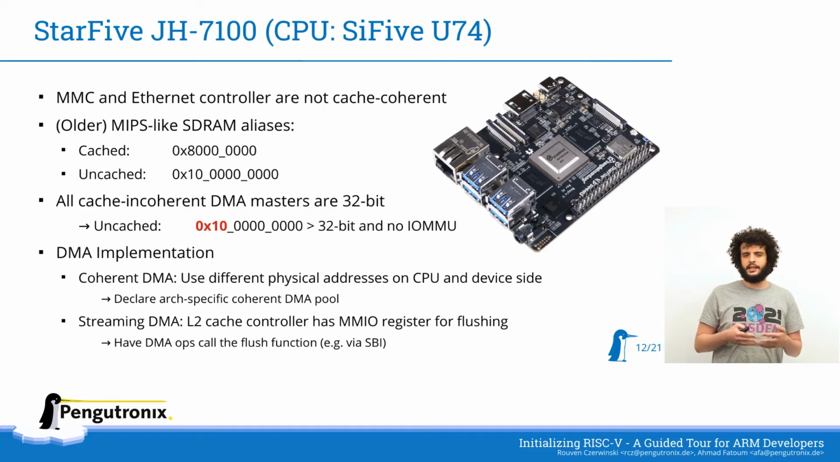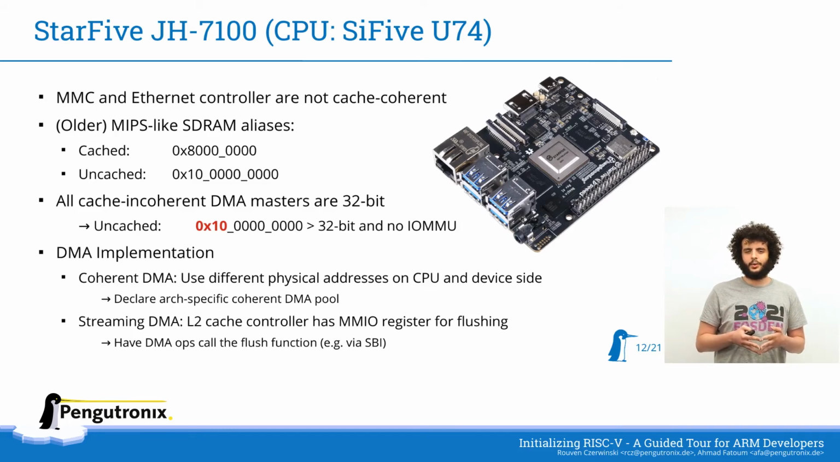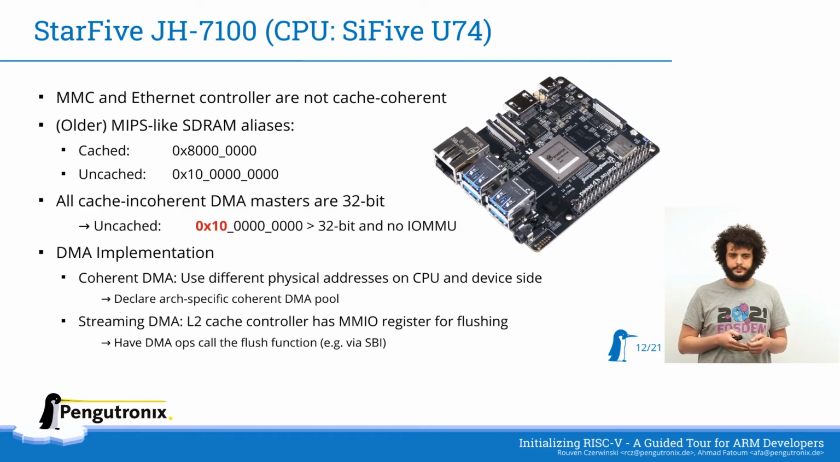But the MMC and Ethernet controller on this SoC were not cache coherent. But how they approached this was different from the Allwinner D1. They followed a MIPS-like scheme in that they have 2 different SDRAM aliases. They had one alias for cached SDRAM access and one for uncached SDRAM access. So the CPU, depending on whether it needs cached or uncached access, would either add or subtract the offset between these physical addresses.